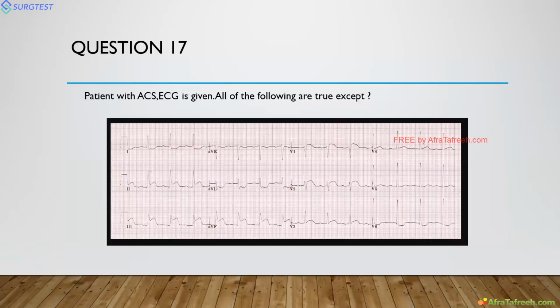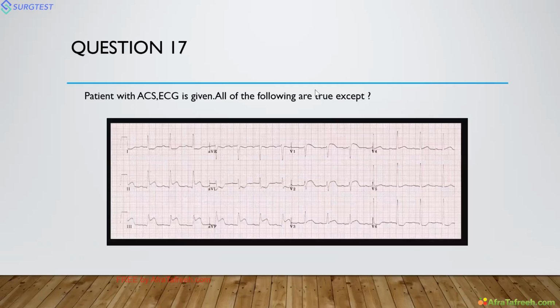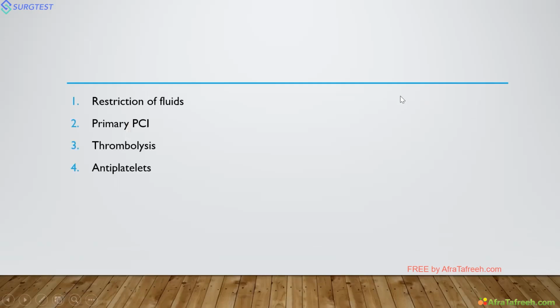A patient with ACS, an ECG is given. All of the following are true except. See this ECG, ST elevations are there. We'll go to the options. Ankur, you can open the polls. Restriction of fluids, primary PCI, thrombolysis, antiplatelets. So this is ACS. All of the following are true except. This is the ECG, this is the ST elevation, and these are the options. Restriction of fluids, primary PCI. Most of the answers were primary PCI.